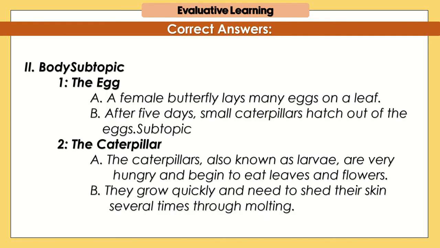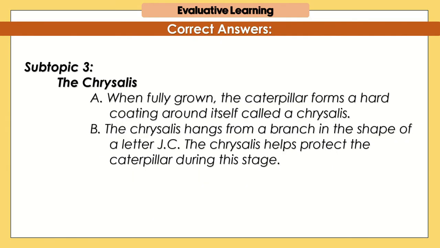For the second one, the caterpillar. The caterpillars, also known as larvae, are very hungry and begin to eat leaves and flowers. They grow quickly and need to shed their skin several times through molting. For the subtopic 3, the chrysalis. When fully grown, the caterpillar forms a hard coating around itself called a chrysalis. The chrysalis hangs from a branch in the shape of letter J.